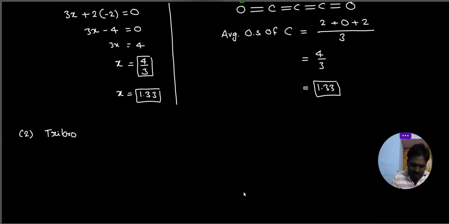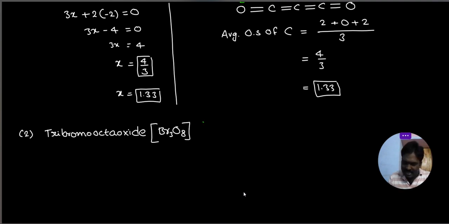Tribromo octoxide. Chemical formula Br3O8. You know, it is a NEET 2019 question. This one was asked in NEET 2019. In NEET 2019, just its structure was asked. What is the structure of tribromo octoxide?